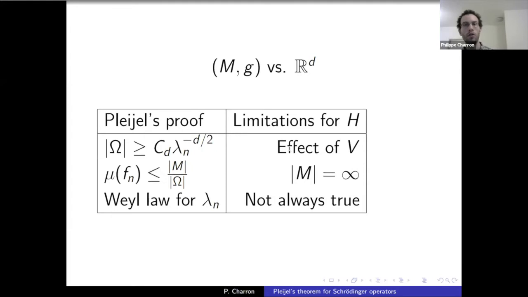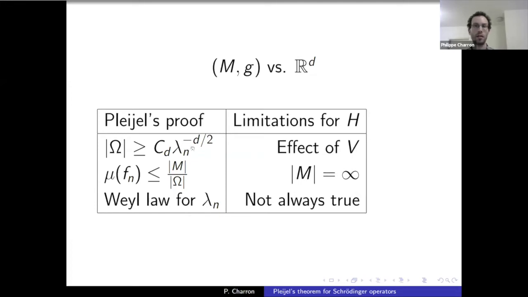Now, when you try to go from a manifold to R^d, you have some problems straight away. The first one is that R^d has infinite volume. So the second step of dividing the volume of M by something trivially doesn't work, because you're just going to get a trivial upper bound of infinity. So you need to find a way to go around this issue.